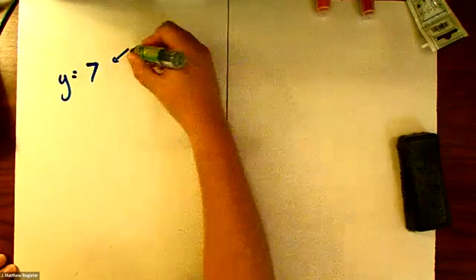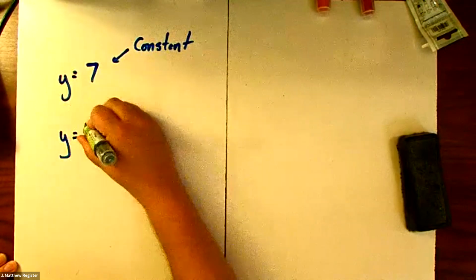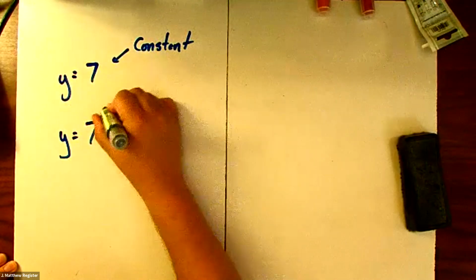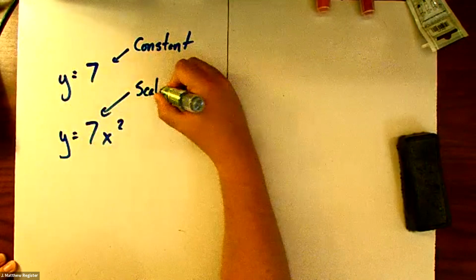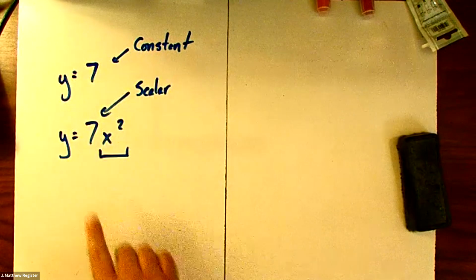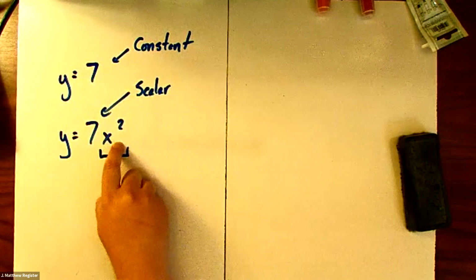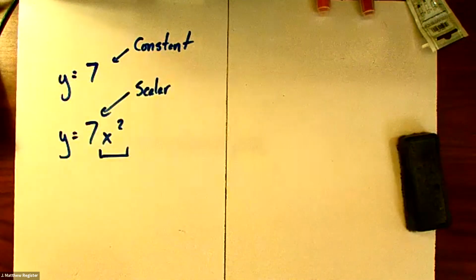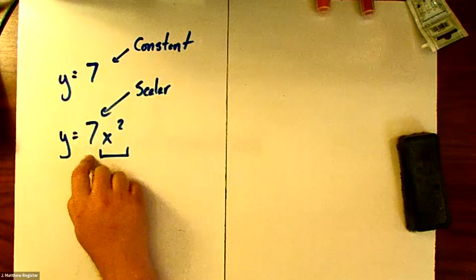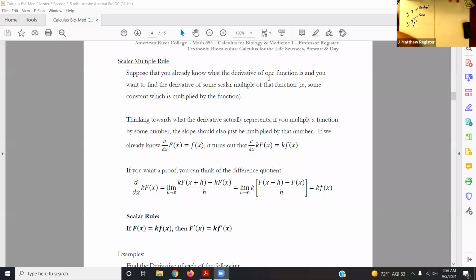And so if we were to have something like y equals 7, this would be a constant. If we had y is equal to 7x squared, this 7 would be considered a scalar because it's being multiplied by some other function. Really what this is doing is taking the x squared and stretching it by a factor of 7. And so the slope would be multiplied by a factor of 7. And that actually comes into how we can use our scalar multiple rule.